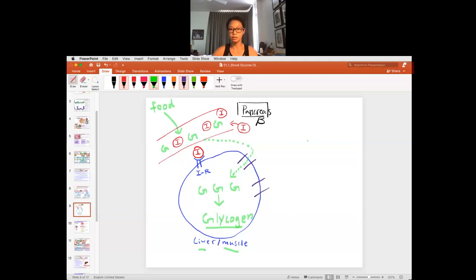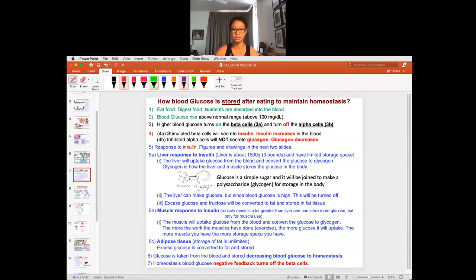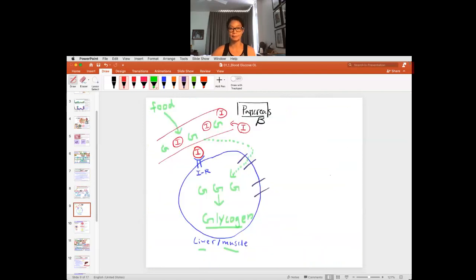So remember, glucose is a single sugar. Glycogen is a chain of sugar. And I explain it here. So you chain the little glucose into a glycogen. So you store it as a nice long chain in the liver and the muscle. Okay? So that's what happens in the liver and muscle.